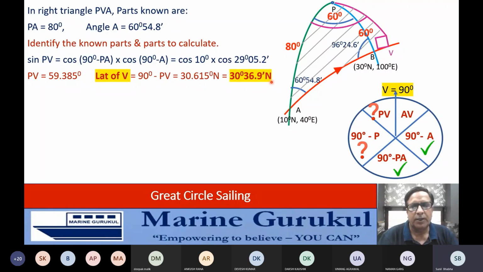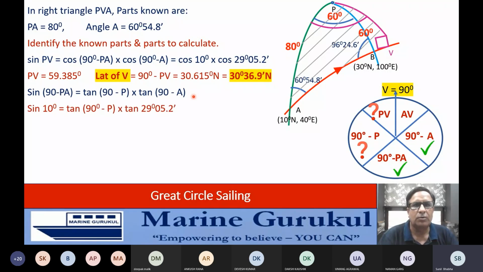Now we apply Napier's rule for these three parts, in which 90 minus PA is the middle part and the other two are the adjacent ones. So sine of the middle part is equal to the product of the tangent of the adjacent ones. We put the values that are known to us and we get the value of P as 72 degrees 39.8 minutes.